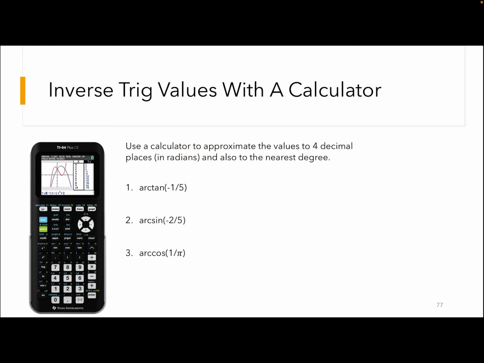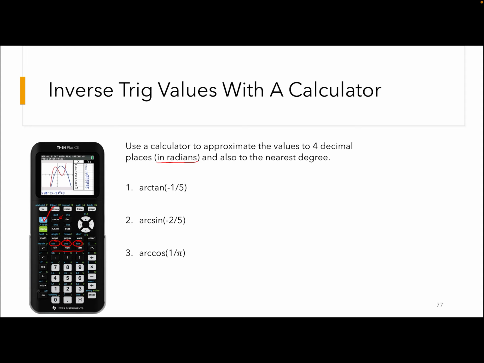All right, inverse trig values with a calculator is very straightforward. On a TI, you need to press second, and then choose the appropriate trig function to get whatever angle that you're looking for. Make sure if you're looking in radians, your calculator is in radian mode. To put your calculator in radians, choose the mode button and select radians.